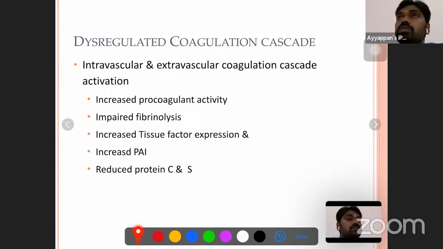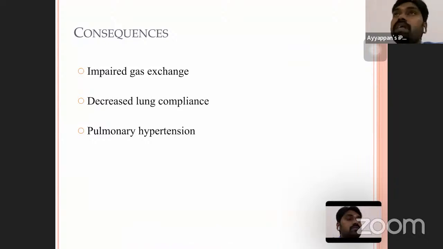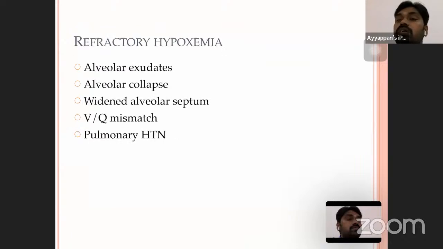Because of the tissue injury, there is increase in the tissue factor expression, and there is increased plasminogen activator inhibitor. In other words, there is decreased fibrinolysis and increased coagulation, resulting in thrombi formation. So what does this all lead to? All of this leads to an impaired gas exchange or a hypoxemia, which is resistant to increasing FiO2, and a decreased lung compliance and pulmonary hypertension.